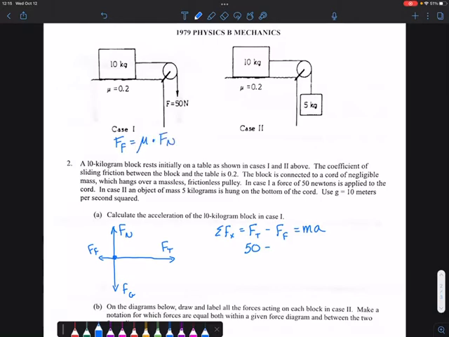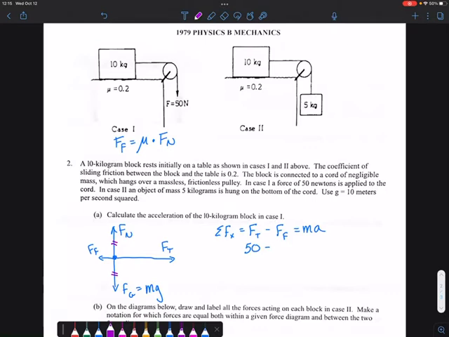No, it's normal force. So it's mu times Fn. And Fg is mg. And in this case, because it's not accelerating up or down, these two need to be equal to each other. So then, the mass was 10.